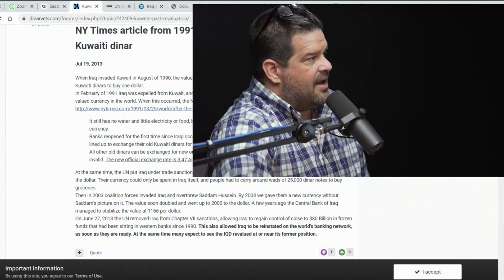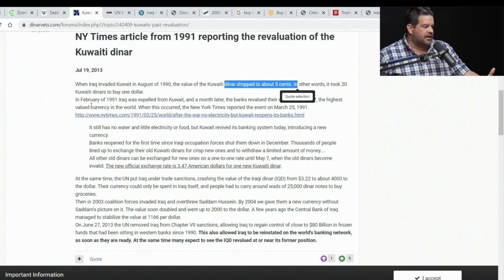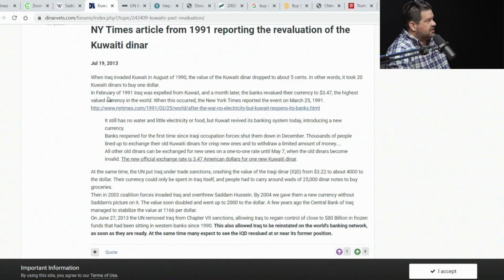So Kuwait dropped down to just about 5 cents right here. You can see that. Basically because Saddam Hussein was using money for terrorism and he was trying to control the Kuwait money. And so we put sanctions on that Kuwait money so he couldn't use that money for funding his war. But you can see here in February of 1991, Iraq was expelled from Kuwait. And a month later, the banks revalued their currency back to $3.47. So it went from 5 cents to $3.47.